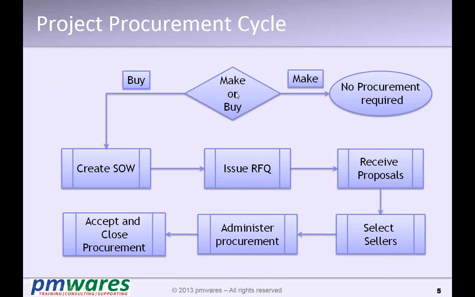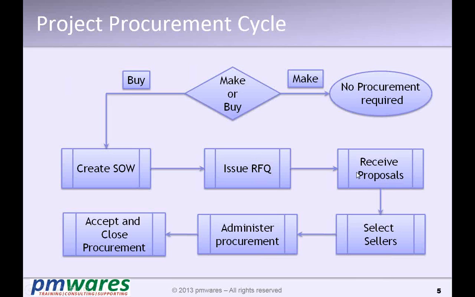So if you decide to procure from outside the organization, then the whole process starts. First thing is to create a statement of work, which tells what exactly you want to procure. Then we issue an RFQ, RFI, RFP: request for quotation, request for proposal, request for information, request for bid, anything like that. Once we float it, it gives information to the vendor on what is being procured, and then the vendor responds.